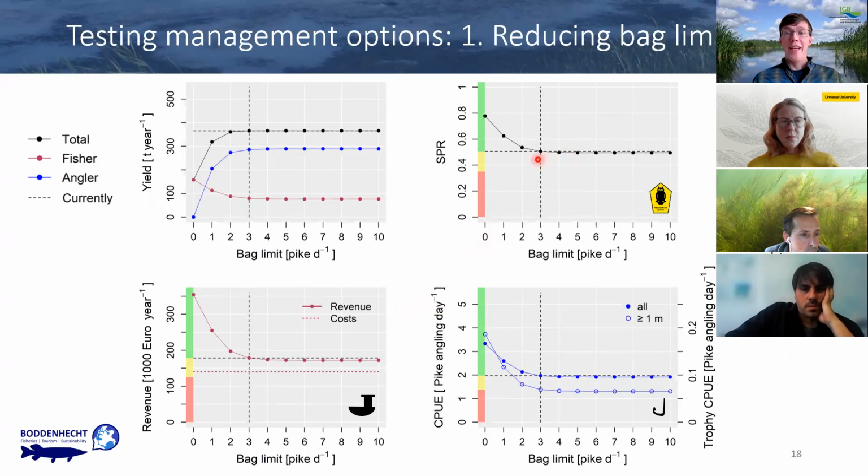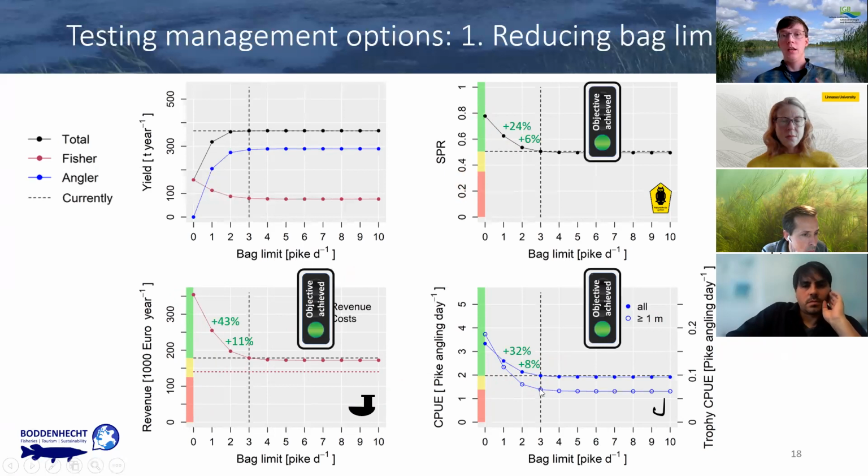And it would only have an effect if we decrease it to 2 or 1 or have full catch and release, which is equal to a back limit of 0. And the same is true for revenue. Here we would have an increase for the fishermen, and catch per unit effort is also increasing if we have a lower back limit. And we made this clear by this green traffic light here.